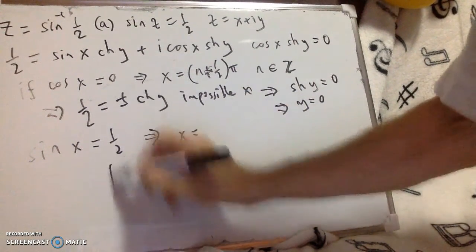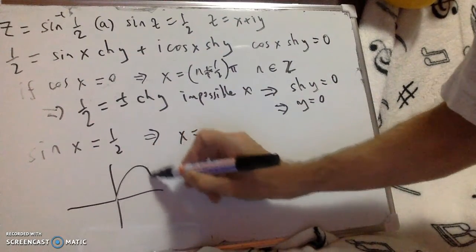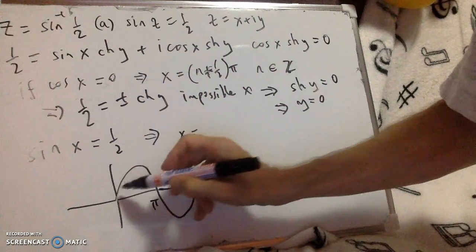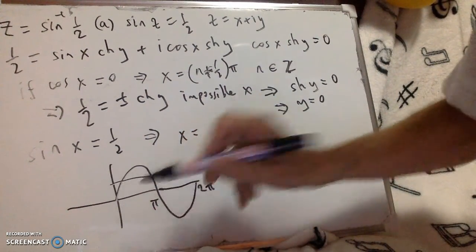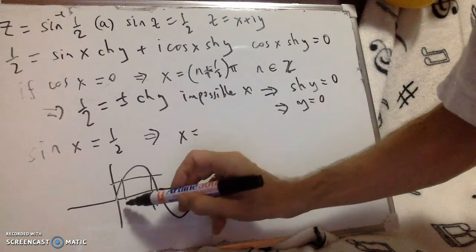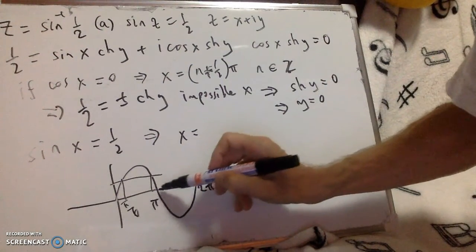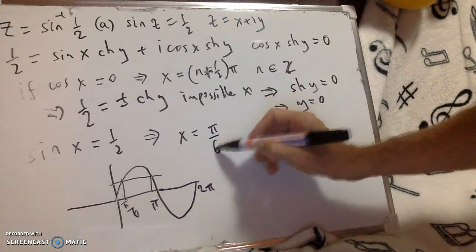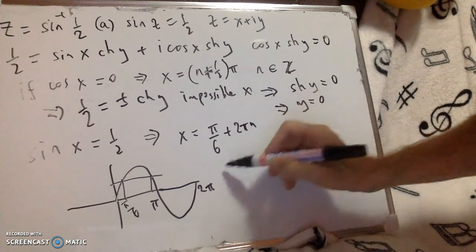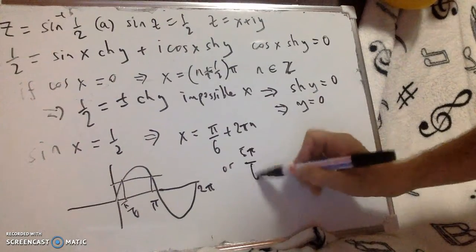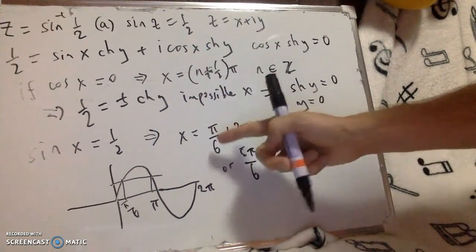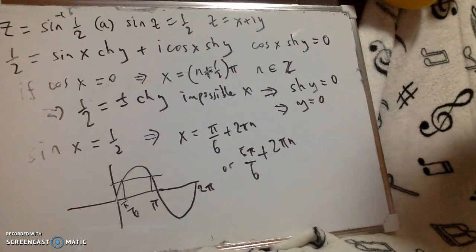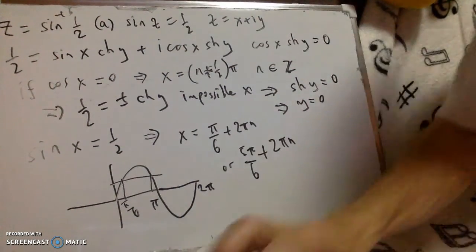Just to remind you, sine looks like this. This is 2 pi and this is pi. The solutions are here and here. So this is pi by 6. And this is pi minus pi by 6, which is 5 pi by 6. So it's either pi by 6 plus 2 pi n or 5 pi by 6 plus 2 pi n. So that's one way of doing it.